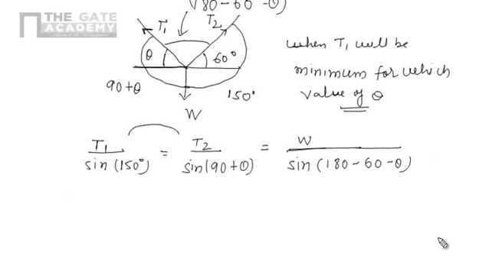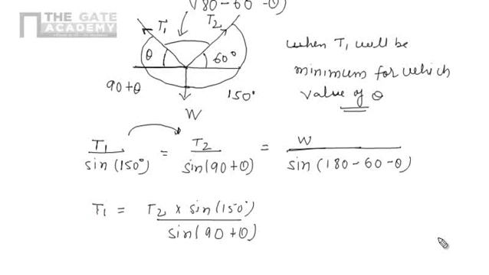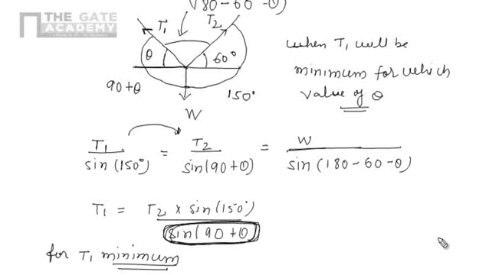So one by one we will take. If we take two equations, T1 equals T2 into sine 150 degree divided by sine (90 plus theta). So for T1 minimum, this sine (90 plus theta) will be maximum. In that case only T1 will be minimum. For T1 minimum, sine (90 plus theta) will be maximum.